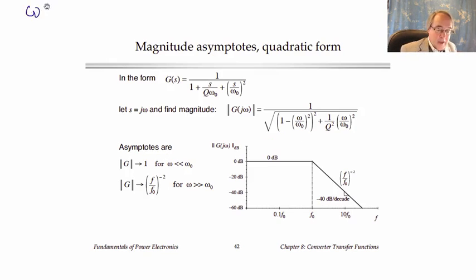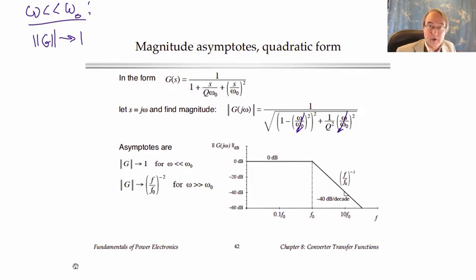What happens for omega much less than omega naught at low frequency? Well, when omega is much less than omega naught, then this term here is small compared to 1. And this term is also small compared to 1 if we let omega be low enough. And the whole thing just goes to 1. So our low frequency asymptote, as in the case of the real pole, is 0 dB or 1 for frequencies sufficiently less than the corner frequency F naught.